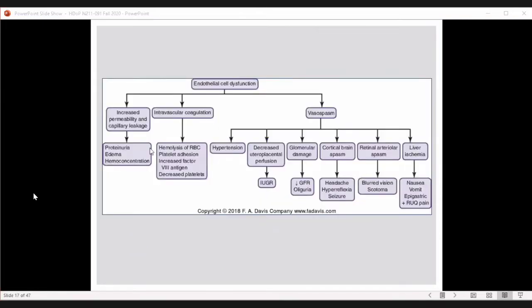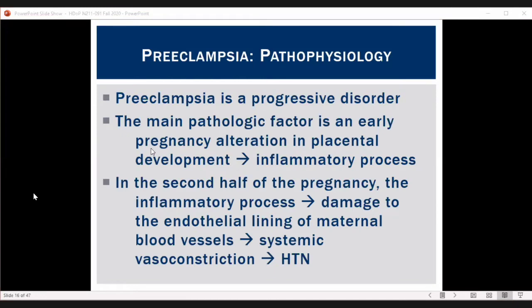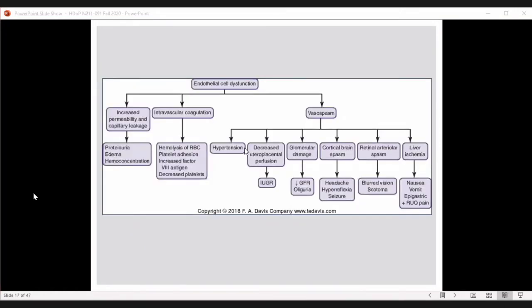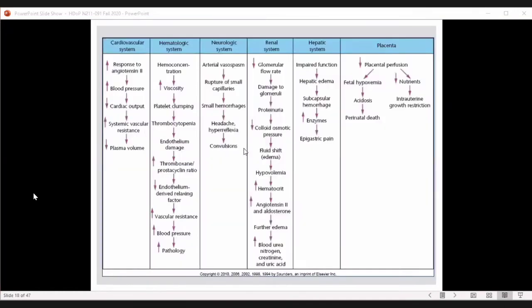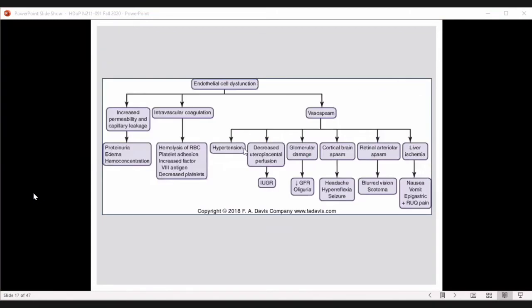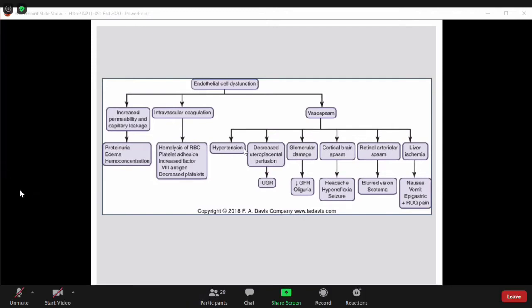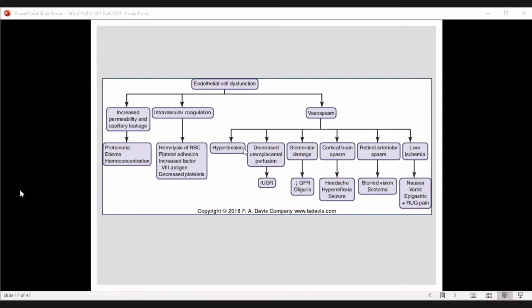So you say that that generally begins between weeks 8 and 18? And then you see the clinical manifestation after week 20. But we don't know exactly what causes it. No. You know that it's an alteration in the development of the placenta, but what causes that? We don't know.